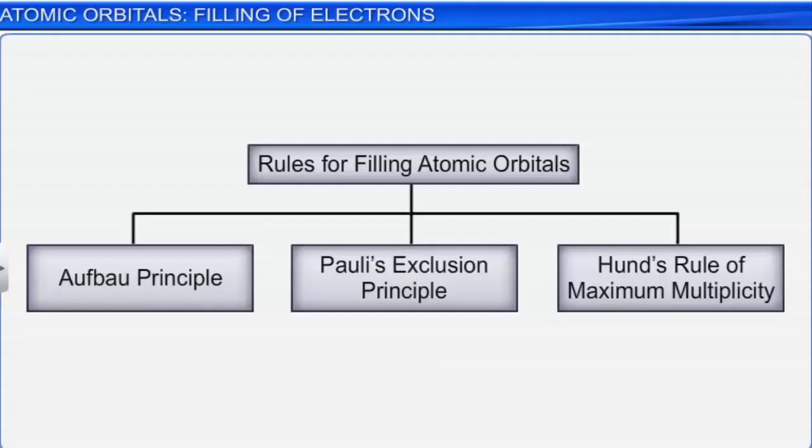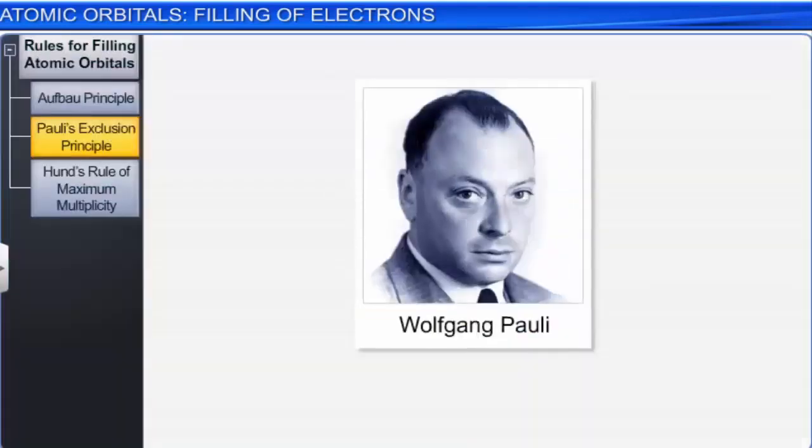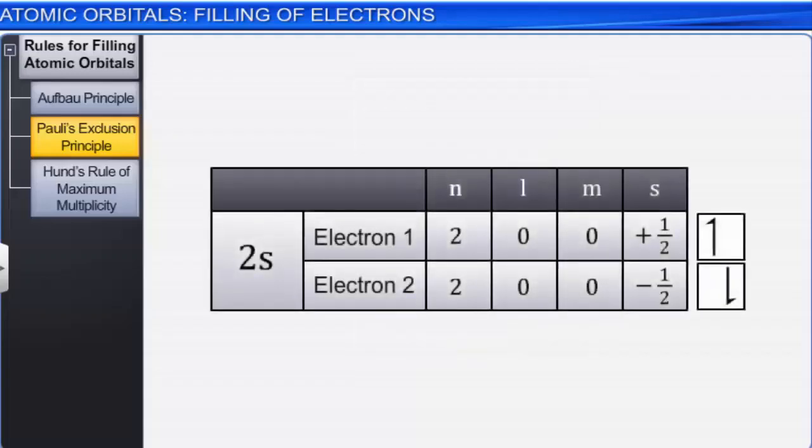Next, let us move on to Pauli's exclusion principle. Austrian scientist Wolfgang Pauli put forward the principle called Pauli's exclusion principle. This exclusion principle provides certain restrictions for the number of electrons to be filled in various orbitals. The Pauli's exclusion principle states that no two electrons in an atom can have the same set of 4 quantum numbers.